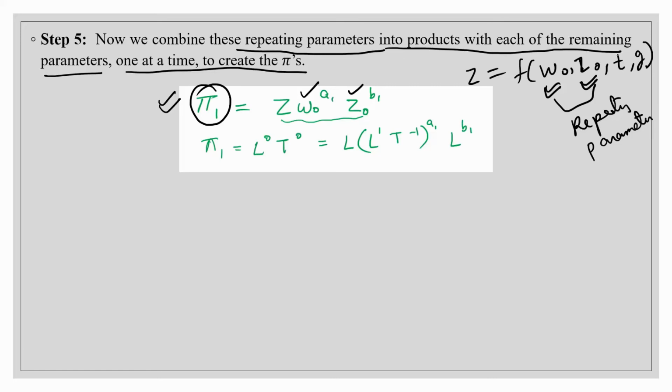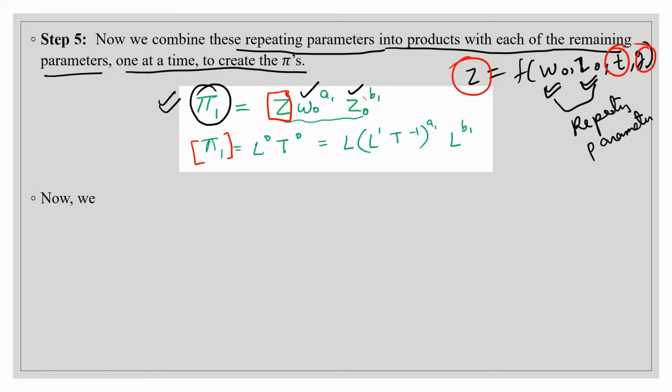So we are left with what? We are left with t, g and z. So we will go one by one. First of all, I have written z into w naught exponent a1 z naught to the power b1. Now here also we will write the dimensions. The dimensions of pi1 is this, because it is dimensionless, and the dimension of z is l, the dimension of w naught is lt inverse, and the dimension of z naught is l.